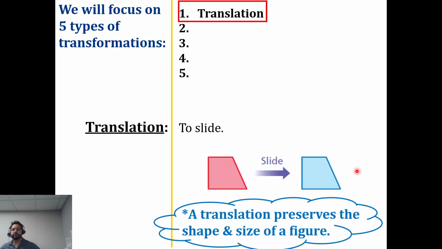It says a translation preserves the shape and size of a figure. Essentially, we could say that they are congruent images. It is the exact same shape and the exact same size, so therefore they are congruent.